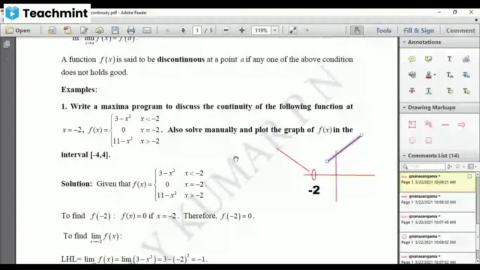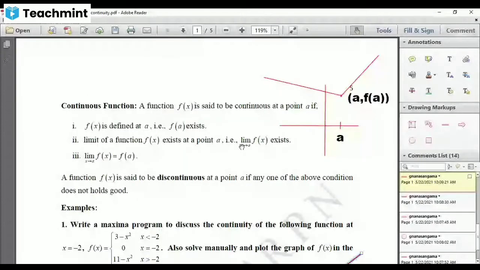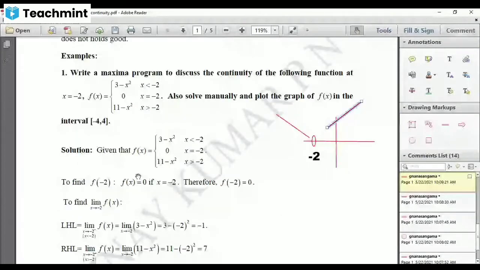Now, what is your given function? f of x. If you want to verify the continuity at a point, the conditions are: f of a must exist, the limit of that function at that point a must exist, and both are equal. Okay. So first, let us find f of a. What is your a here? It is -2. We are discussing the continuity at -2. So let me find f of -2, that means your x is equal to -2 here.